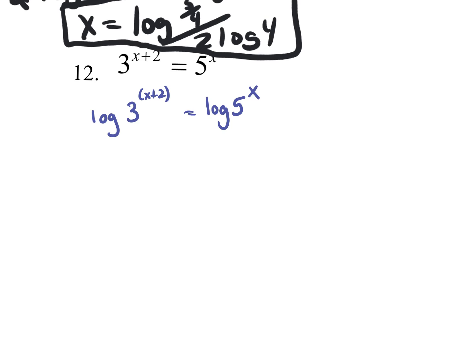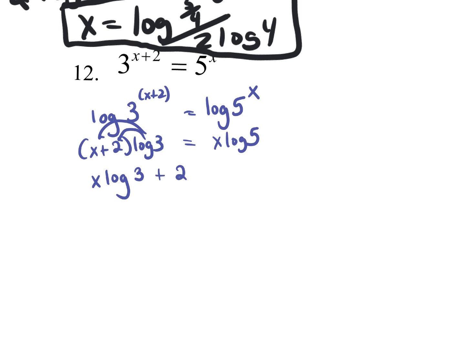So log of 3 to the x plus 2 equals log of 5 to the x. So we'll bring the x plus 2 down. x plus 2 log 3 equals x log 5. So now this is why I did problem 10 this way, because in this case you have to distribute. You don't really have a choice of dividing out. So I just like to do all the problems the same way if I can. So I get x log 3 plus 2 log 3 equals x log 5.